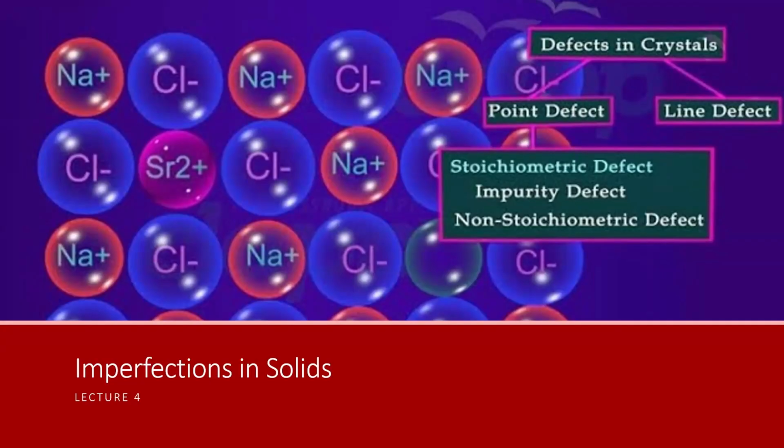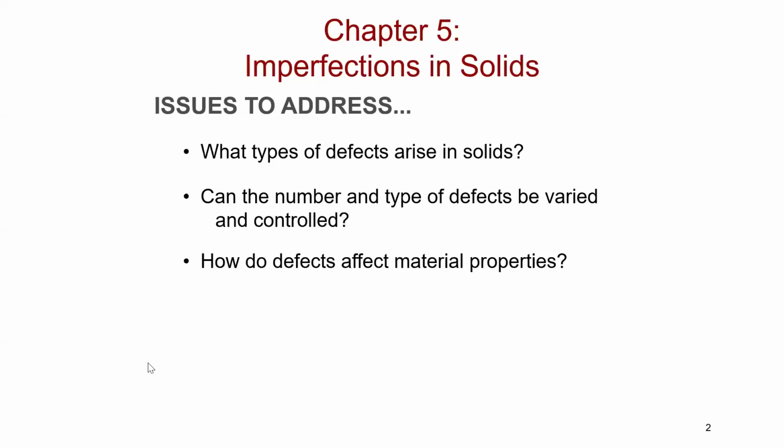So in the imperfections, let's see what we have here. We will discuss what types of defects arise in solids. When we consider solids, we will be discussing ceramics and metals, and what kind of defects we have. Can the number and the type of defects be varied and controlled? How do defects affect material properties? When you know about the different types of defects, you will be able to think about these, so you can do more research and find more information about those.